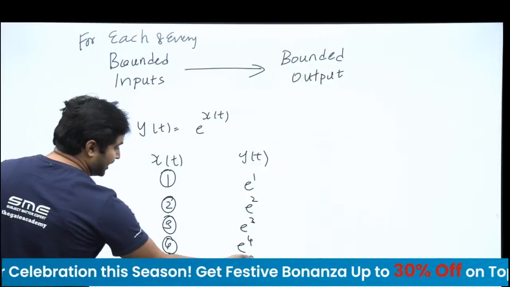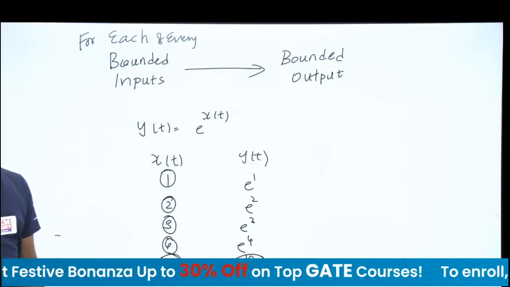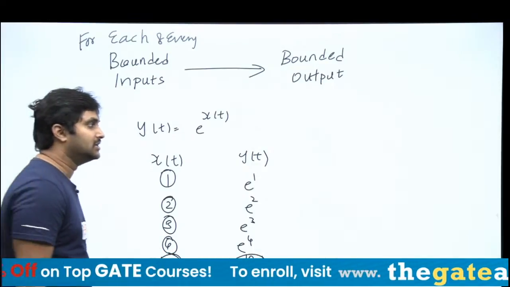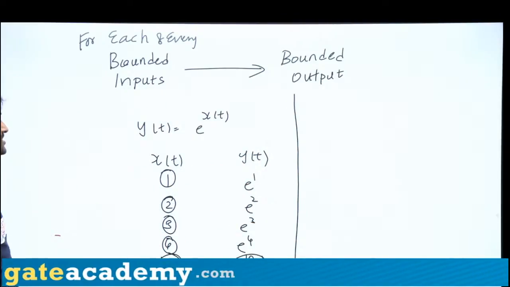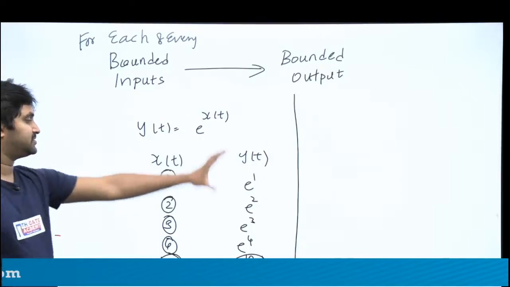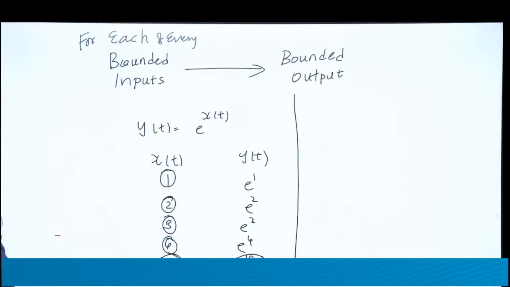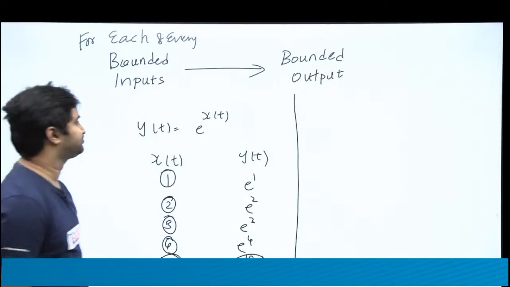So we know that this is a finite value, so thereby we call the system to be a stable system. For every bounded input, the output is bounded in nature.